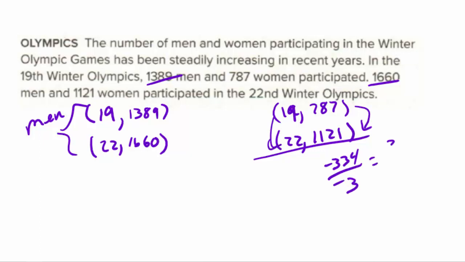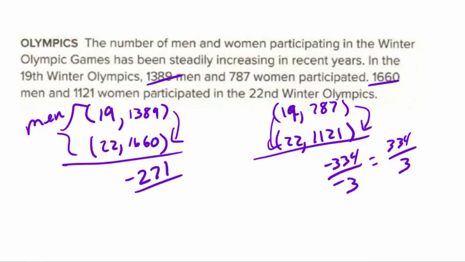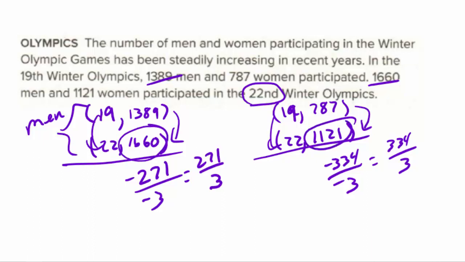So the slope is 334 over 3. Over here, the change in y for the men is negative 271, and the change in the years, or number of Olympics, is still negative 3. So that ends up giving you a positive 271 over 3. Now, since we're talking about the x value representing the number of Olympics since the 22nd data, which is right here and here, well, that is my y-intercept.